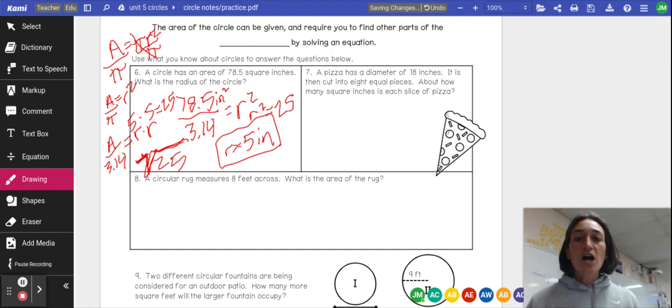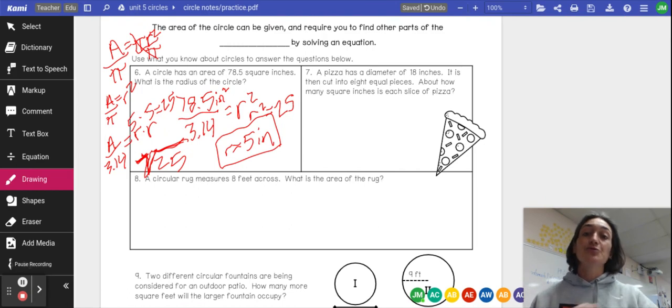So that's how you undo this formula and find the radius, right? Area divided by pi gives you radius squared, and then you need to find the square root of it so that you can find out what the radius is. I hope this was helpful.